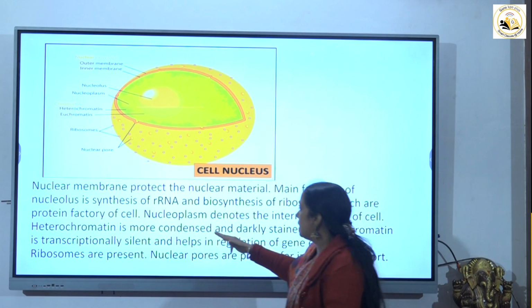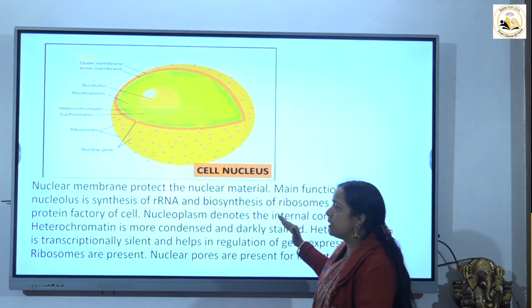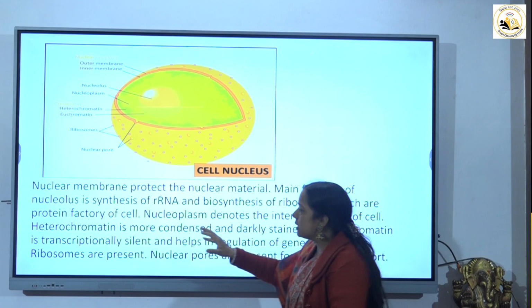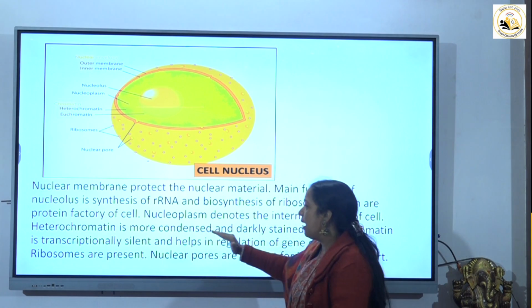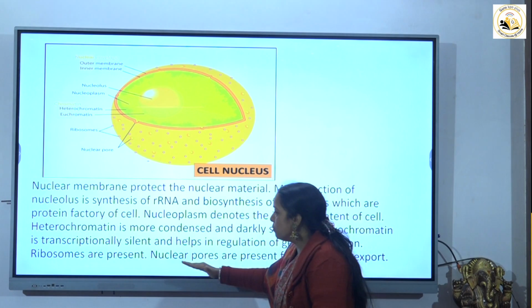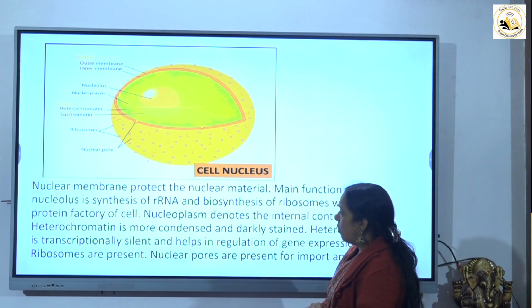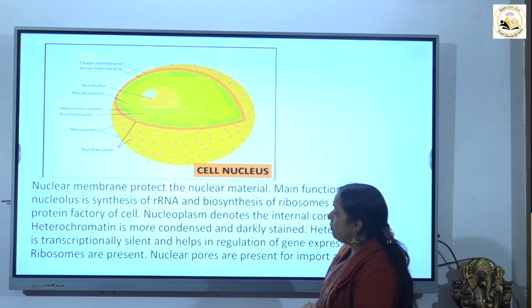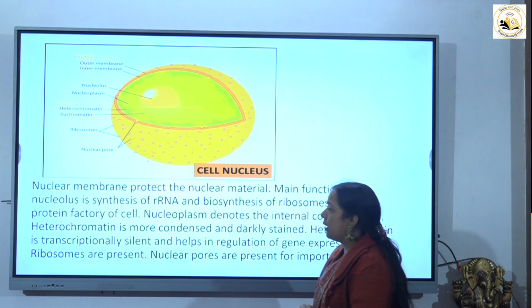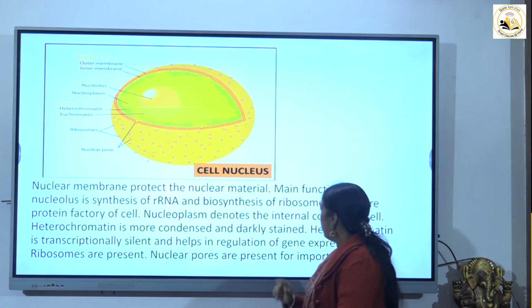Heterochromatin is more condensed material and darkly stained. When we stain the cell, you will see darkly stained heterochromatin. Heterochromatin is transcriptionally silent and helps in regulation of gene expression. Ribosomes are present on the nuclear membrane. Nuclear pores are also present on the nuclear envelope for export and import.